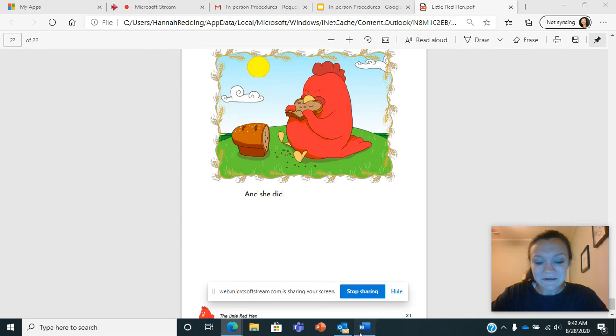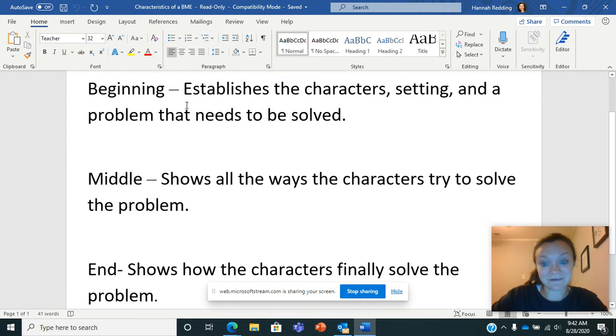Now let's think. We talked ourselves through the beginning, learned the character, setting, and problem. The middle, showing all the ways Little Red Hen tried to solve the problem. And in the end, how did the character solve the problem? How did Little Red Hen solve her problem? Her problem was they wouldn't help, but they volunteered to help at the end. Did Little Red Hen let them help her eat the bread? No, because they didn't help with everything else. So in the end, Little Red Hen solves it.